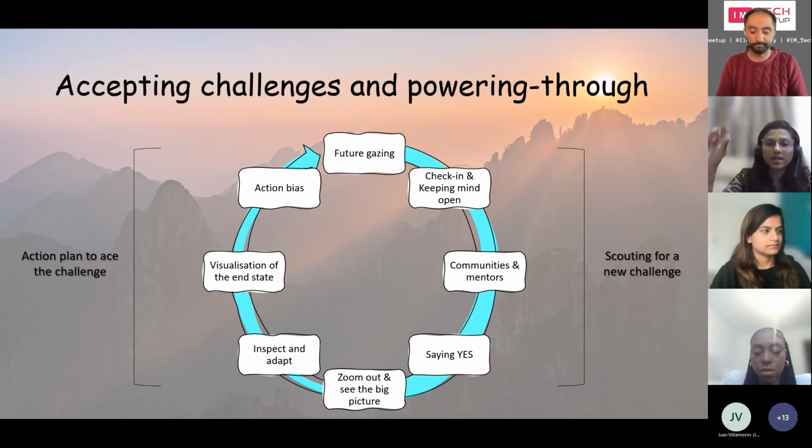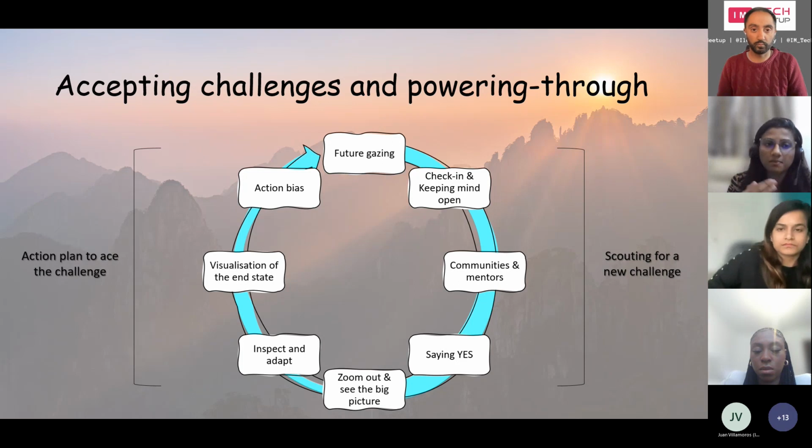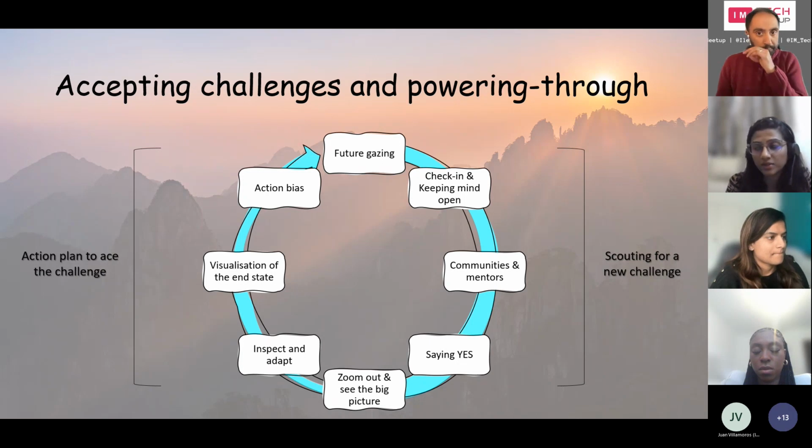It starts with the first four blocks, which are about scouting for new challenges every now and then. The last four are more about the action plan: if you've seized an opportunity, seized a challenge, how do you put an action plan in place to ace the challenge and overcome the hurdle, which could be self-doubt or anything that could be stopping you from achieving that, right?